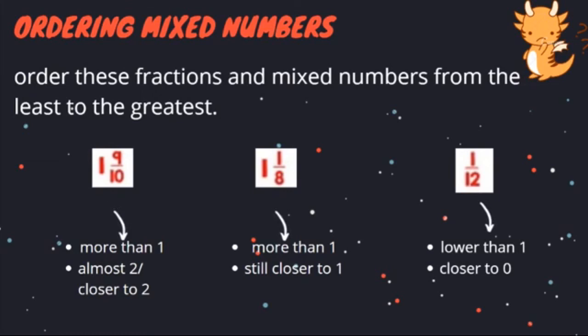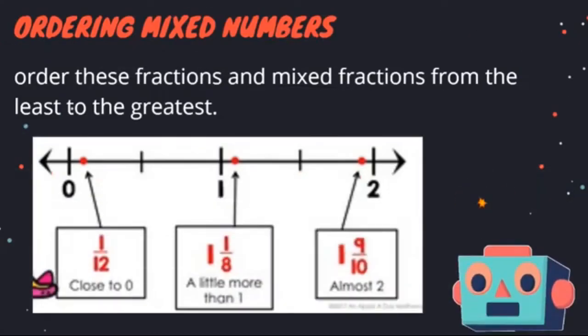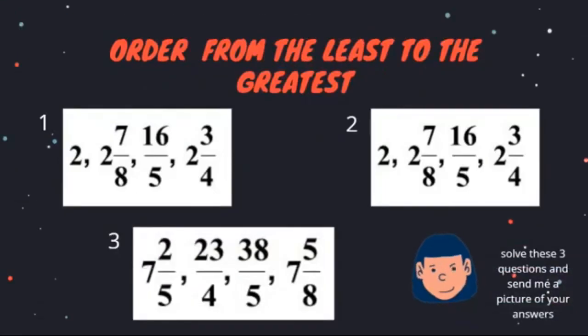As you can see, we can say that 1/12 is smaller than 1 because it doesn't have a whole number yet. It is also closer to 0. For fraction 1 9/10, we can say that this fraction is already more than 1 and closer to 2. For fraction 1 1/8, we can say that this fraction is also more than 1, but it is smaller than 1 9/10. It is still closer to 1. So now, let's just put them in the number line. Here it is. Now, you can try to solve these three equations.